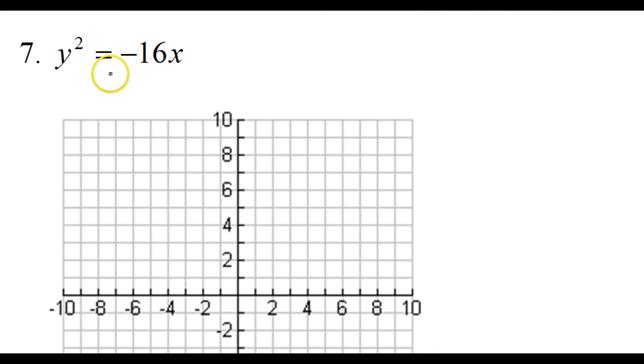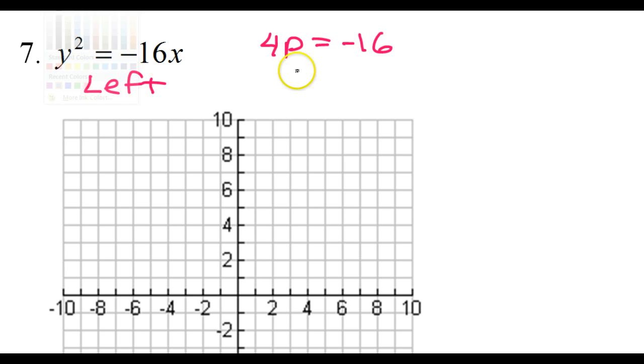Is this parabola facing up, down, left, or right? Let's see. I have x equals -y squared. That's strange. This must be one of those sideways parabolas. And since it's negative, it's facing to the left. Next, I need to know what p is. See that -16? Well, 4p must equal the -16. So dividing both sides by 4, I come up with p is equal to -4.